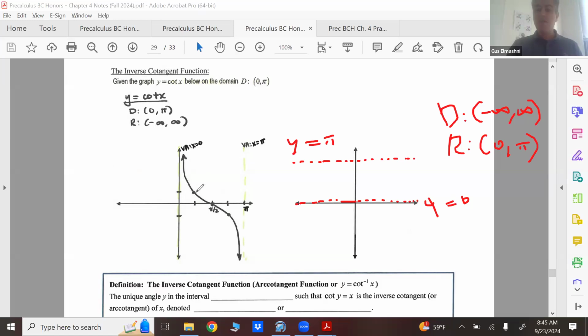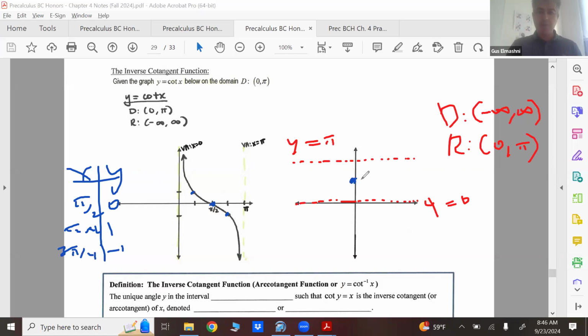All right. Also, you're gonna have some other points switch too, right? If I do a table for the parent function, okay, that's a little better. Pi over 2 comma 0. Pi over 4 comma 1. And 3 pi over 4 comma negative 1, right? They all switch. So you have a point at 0 comma pi over 2.